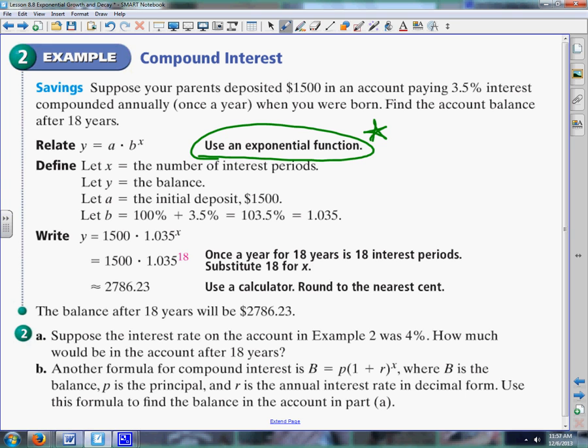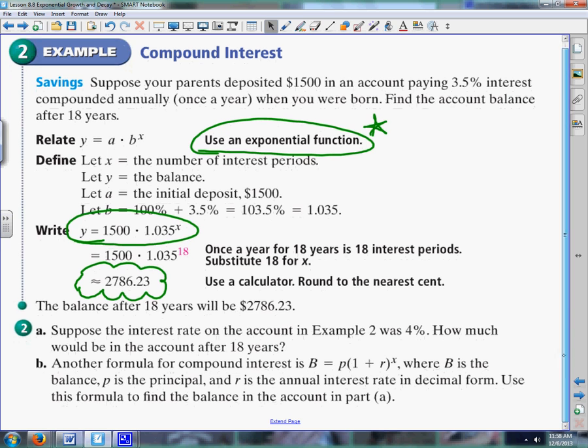So here's my equation, y equals 1,500 times 1.035, because that's my interest, and then to the x power. So you're going to put it to the 18th power, and then you would have $2,786.23. So that's pretty good.